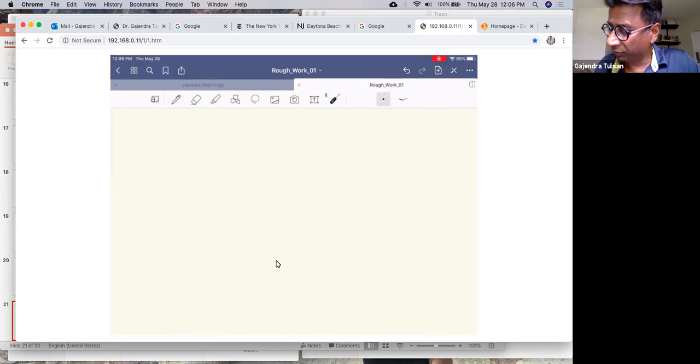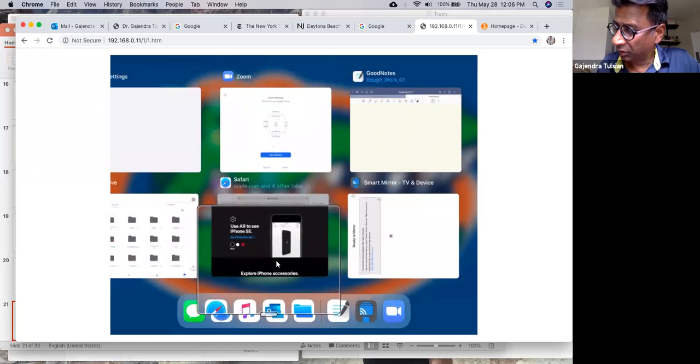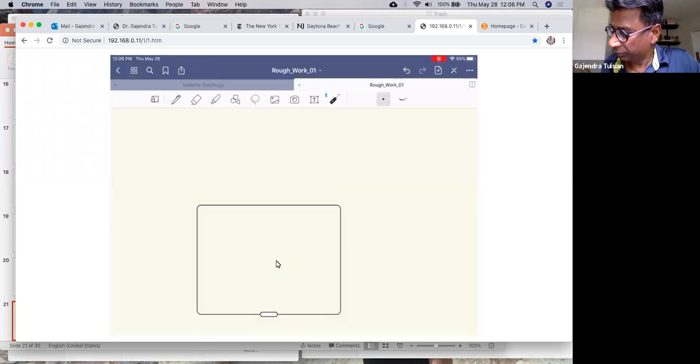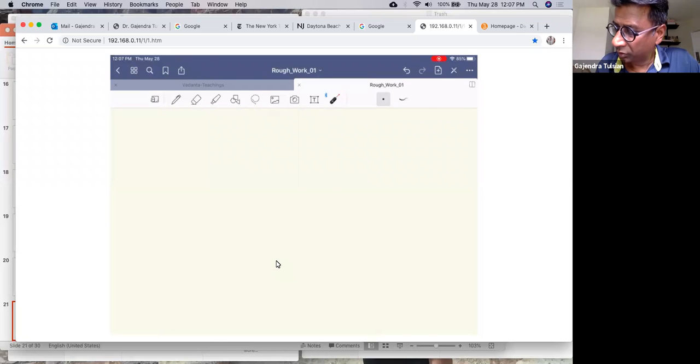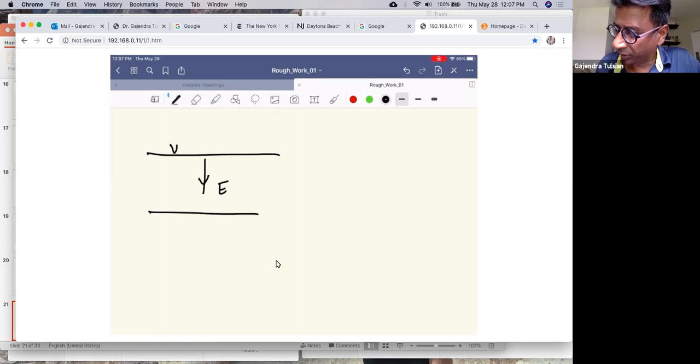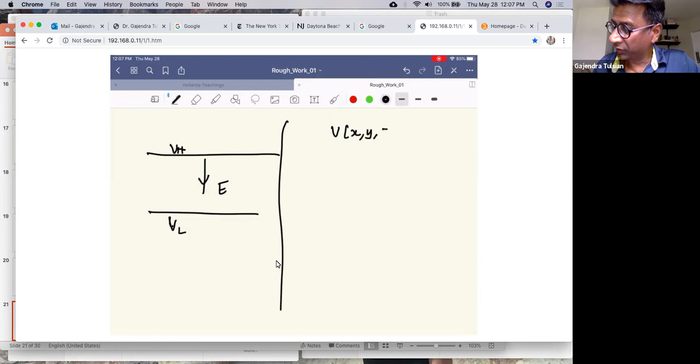Okay, so far what we saw was that the electric potential, electric fields pointed in the direction of decreasing potential. V high, V low. Okay. Now, we define this scalar valued function.